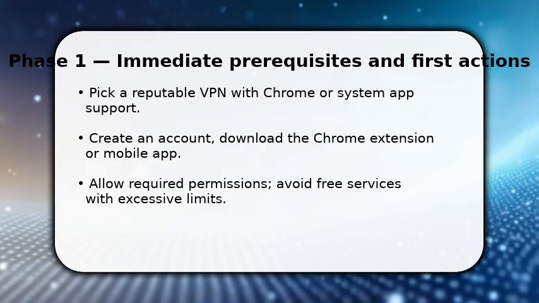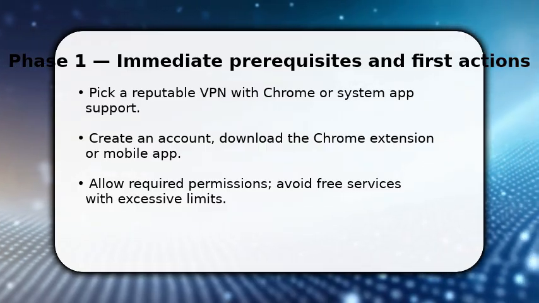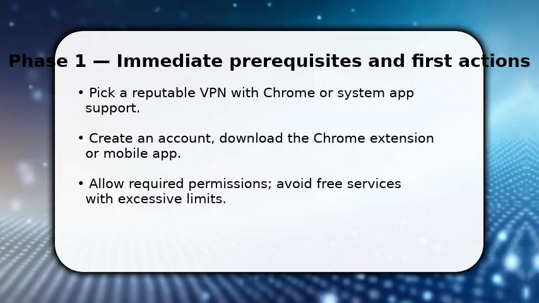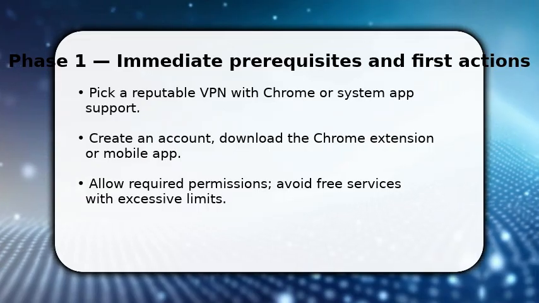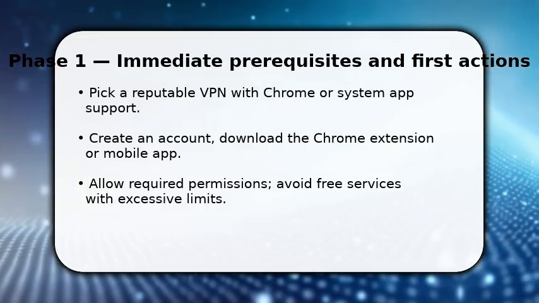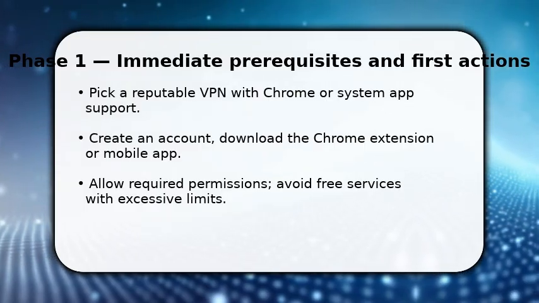You begin by picking a reputable VPN that supports Google Chrome or your device. Choose a provider for privacy and speed. Create your account, then download the Chrome extension or the system app now. Install and grant the minimal permissions requested because Google services need those to route traffic.